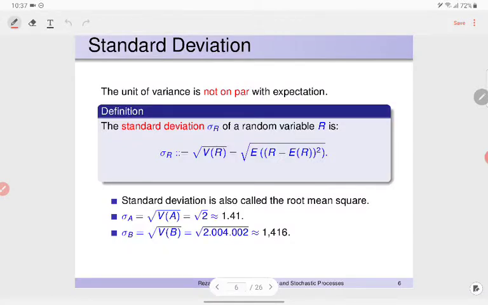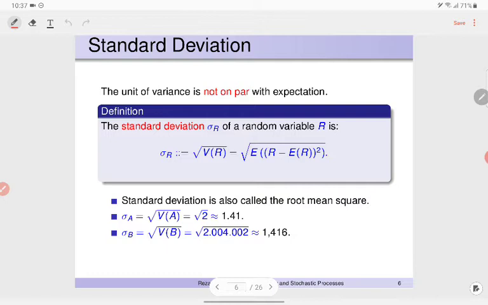Notice that the unit of variance is not on par with expectation, because in the variance we perform a squaring. That means that if the value of a random variable is of a particular unit, then the variance will be the square of that particular unit.